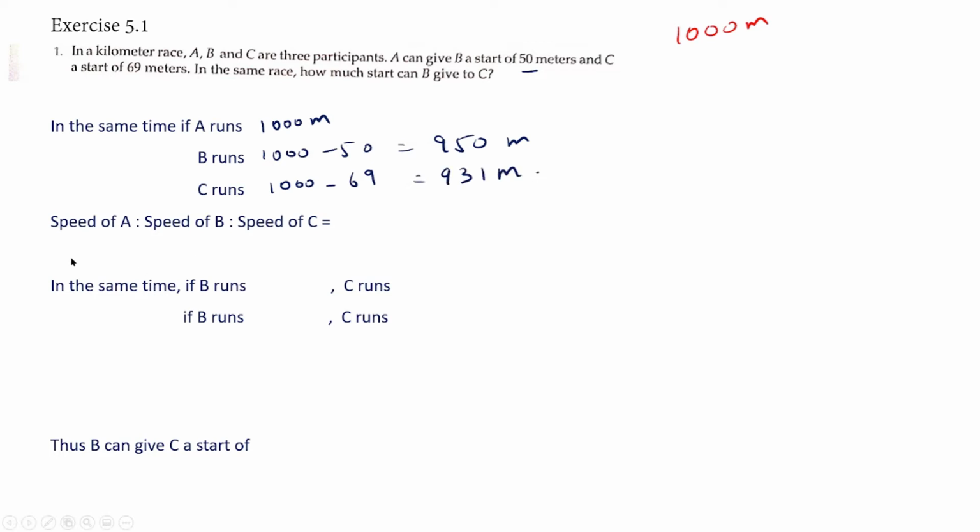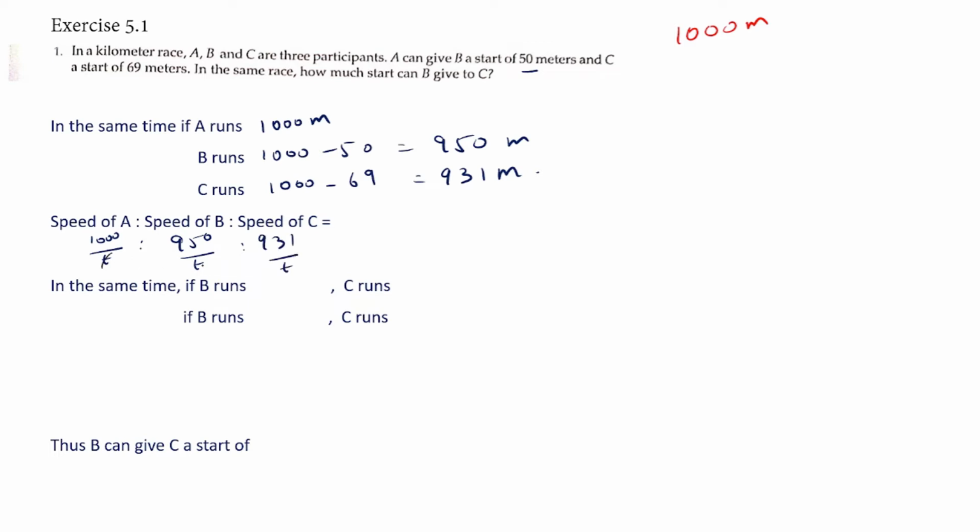So from here we can find the ratio of their speeds. So speed of A is to speed of B is to speed of C. This is in the same time. So speed of A will be distance by time, that is 1000 by some time t. In the same time B will cover 950 meters, 950 by t, and speed of C will be 931 by t.